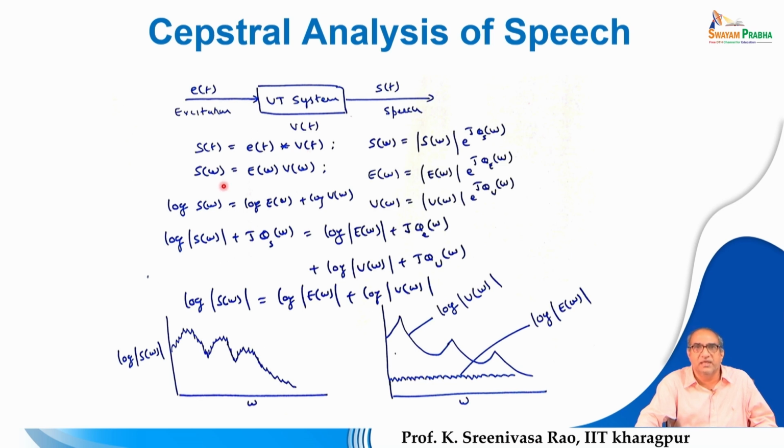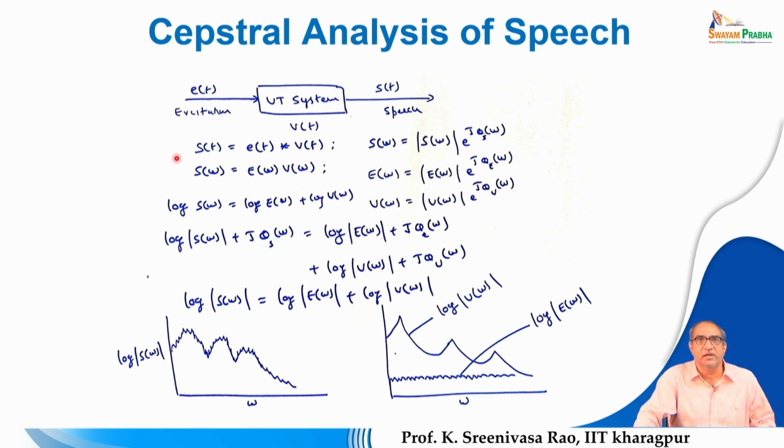In the frequency domain, S of omega is the spectrum of the speech signal. If you compute the Fourier transform of s(t), you get S of omega. Likewise, if you compute the Fourier transform of the excitation signal, you get E of omega, and for v(t), the Fourier transform will be V of omega.